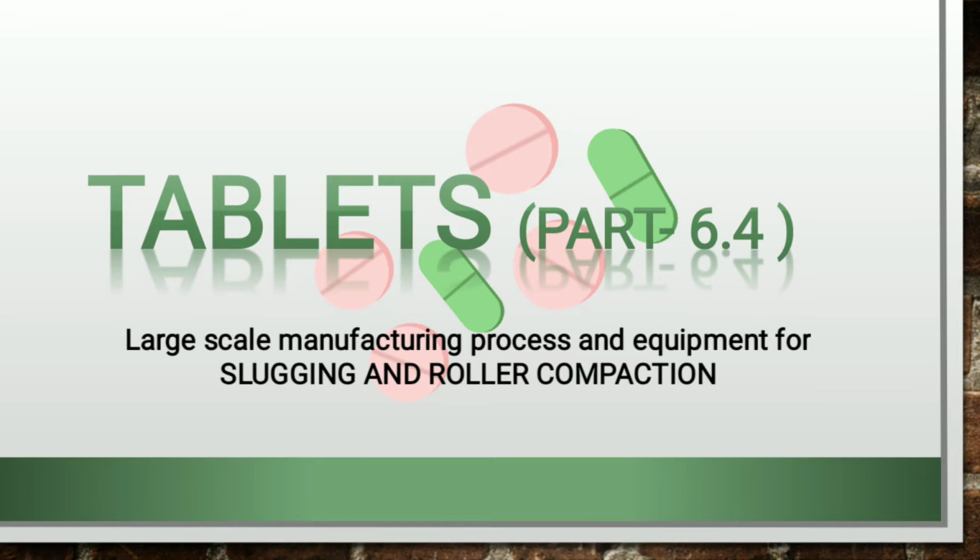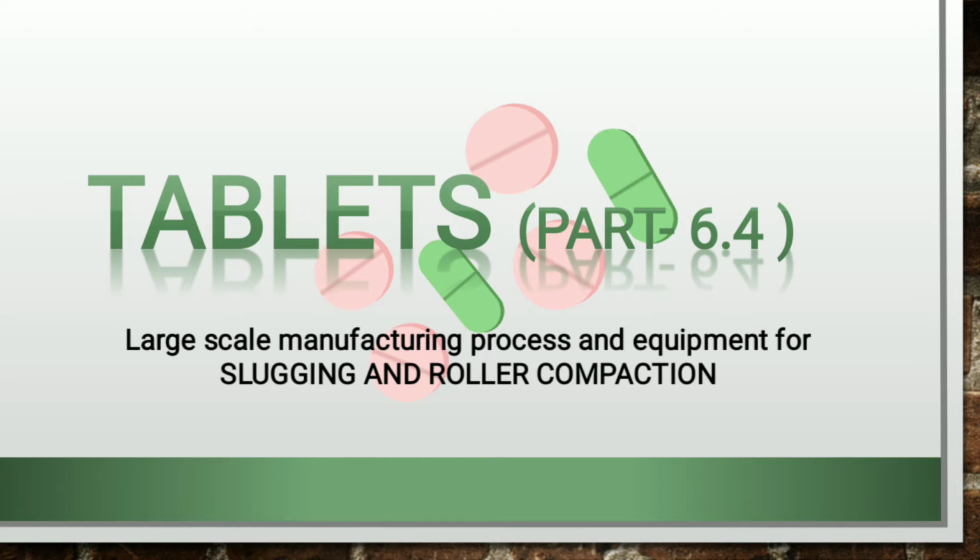Hello students, in this video we are going to study the techniques which are used for dry granulation. Slugging and roller compaction are two different techniques usually used for the dry granulation process. You are aware that dry granulation may be used if the particles have sufficient inherent binding or cohesive properties to form granules.